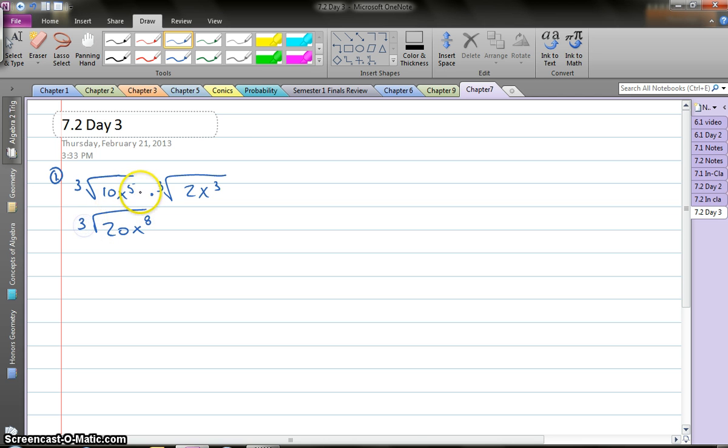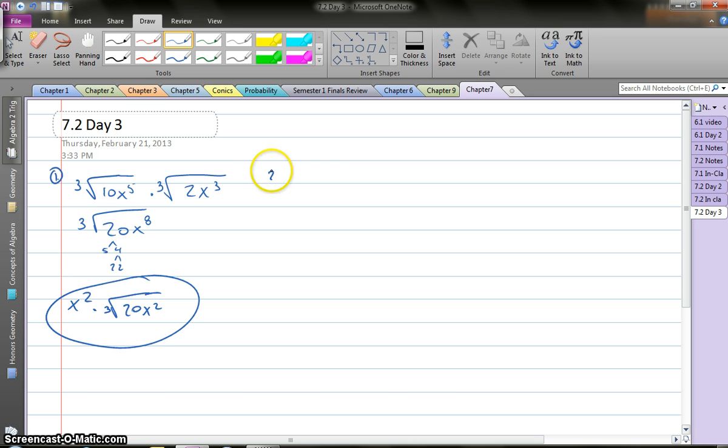Now, some of you like to simplify first. If that's the case, cool. Then combine. Now, again, remember, we treat numbers and variables different. So if we're breaking down the 20, I have 5 and 4, 2 and 2. I'm looking for 3 of a kind. There's no 3 of a kinds. So I can't mess with the 20. All right, and then 8, well, how many groups of 3 are in 8? There's 2, and there's 2 left over. So x squared times the cube root of 20x squared. And that's all I can do there.